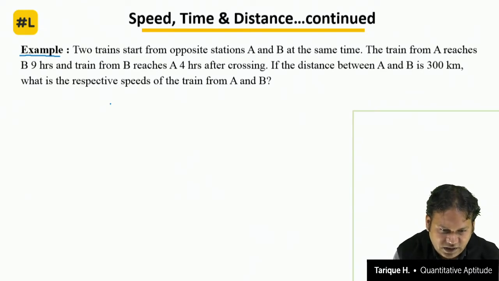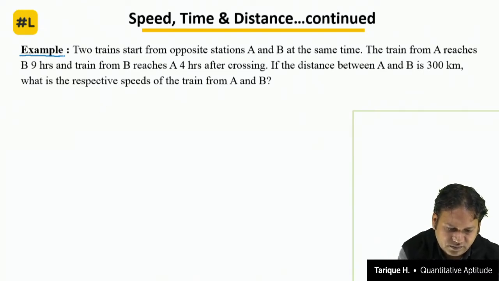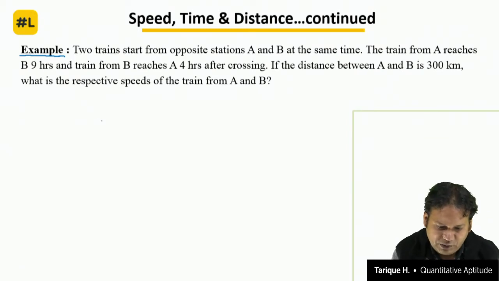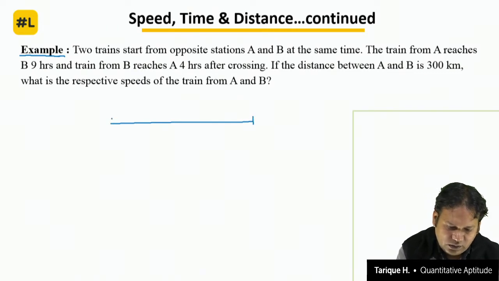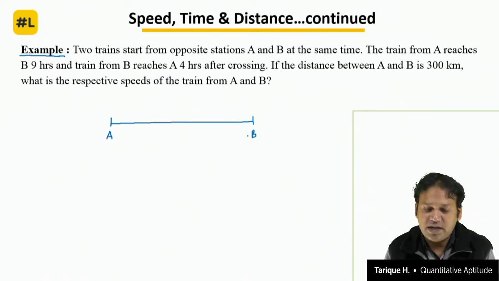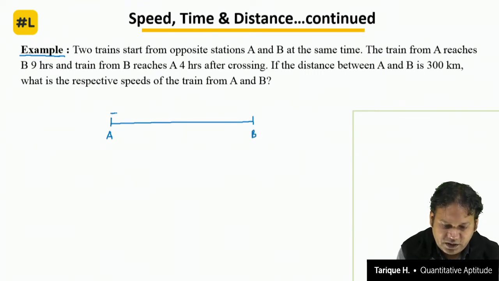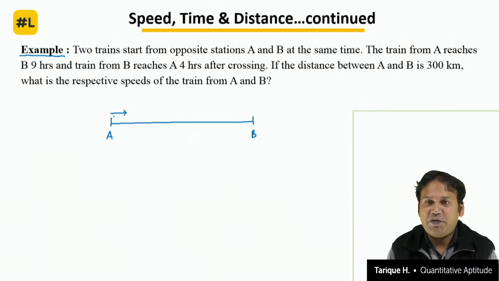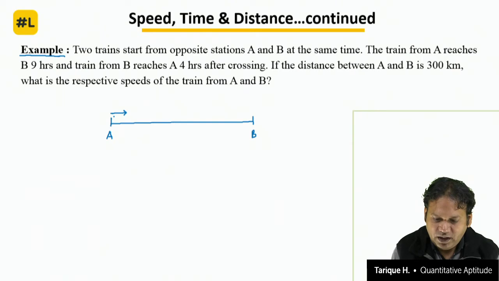Alright, so let's first make a diagram to understand what is happening in this question. Two stations are there, A and B. A train is starting from A moving towards B. What is the speed of the train? We don't know. Another train is starting from B moving towards A.